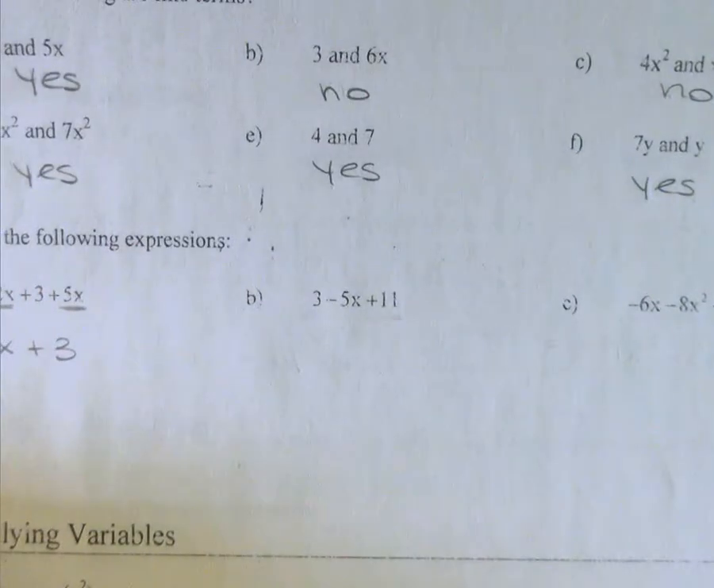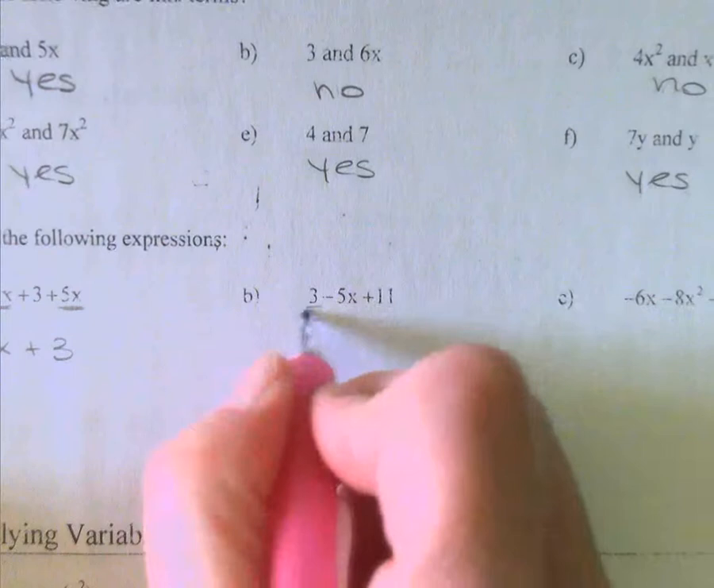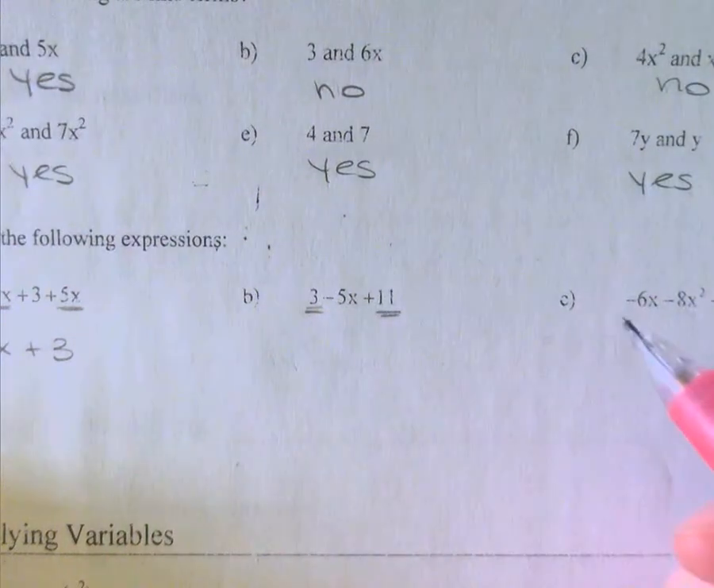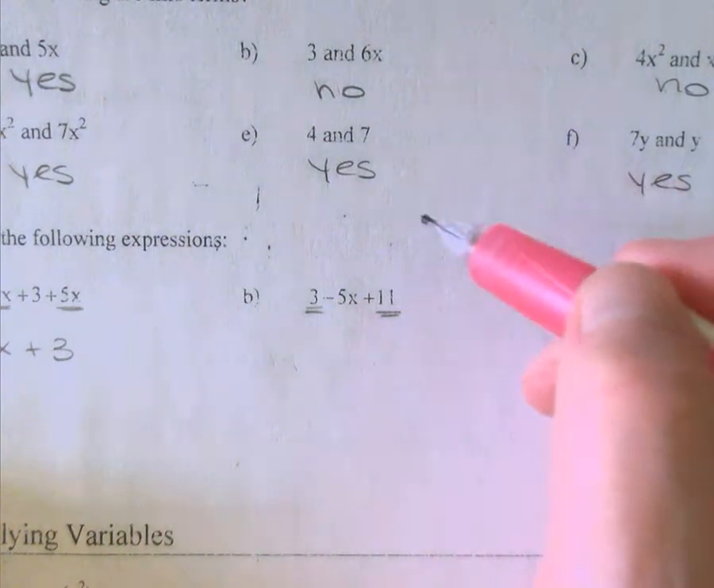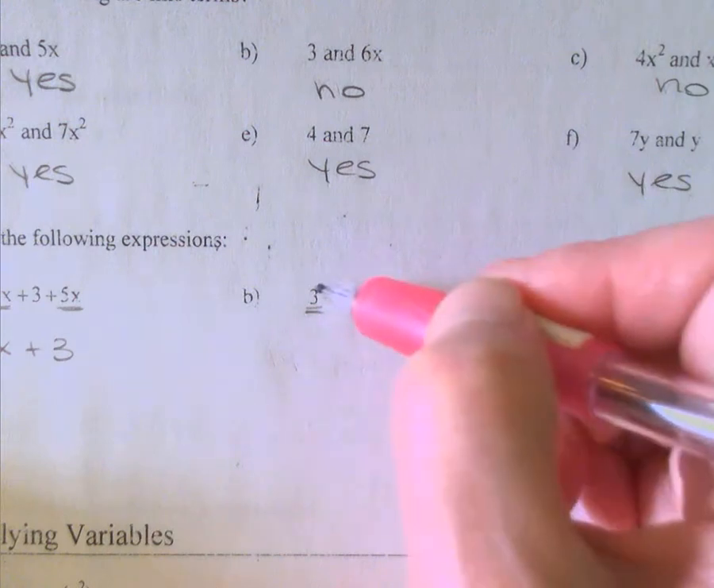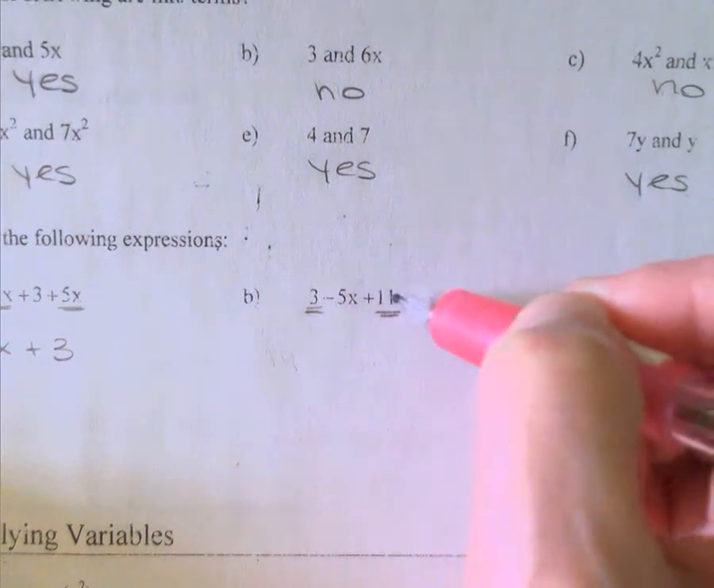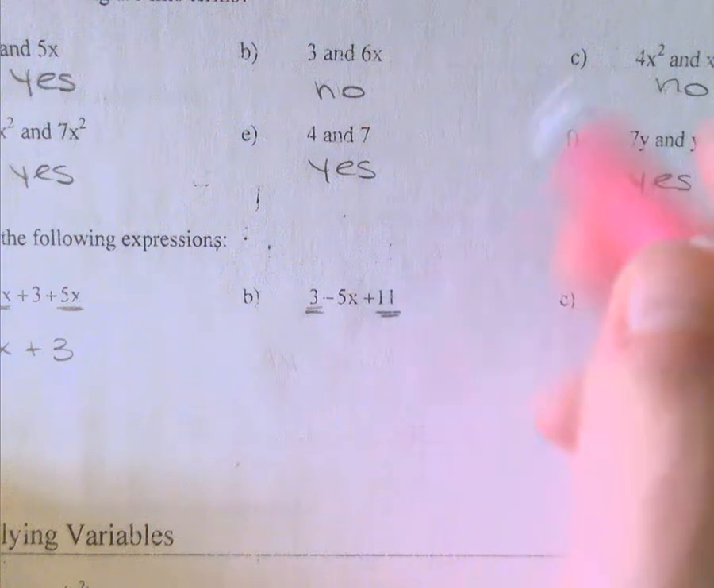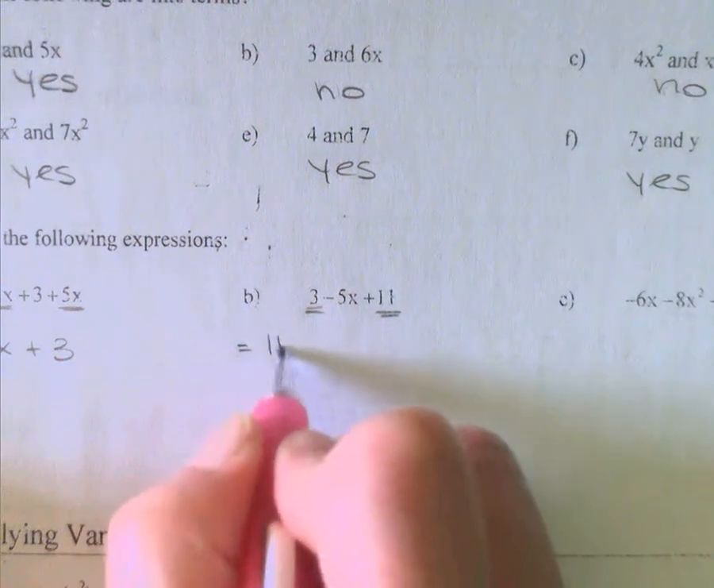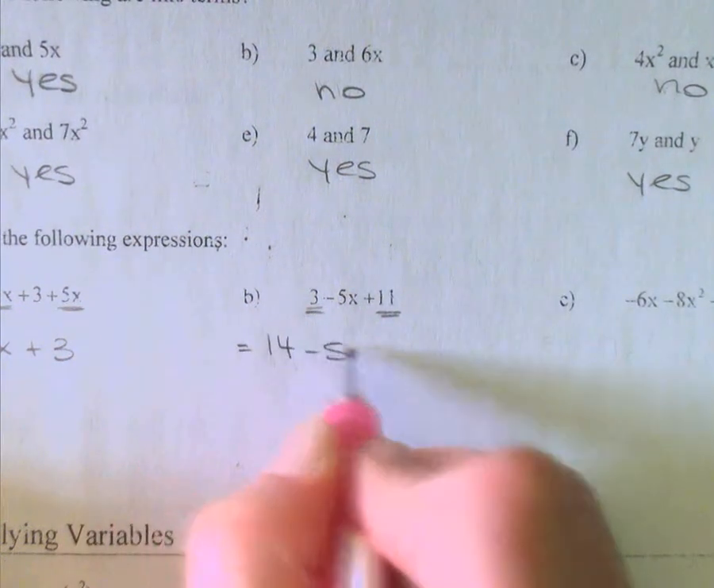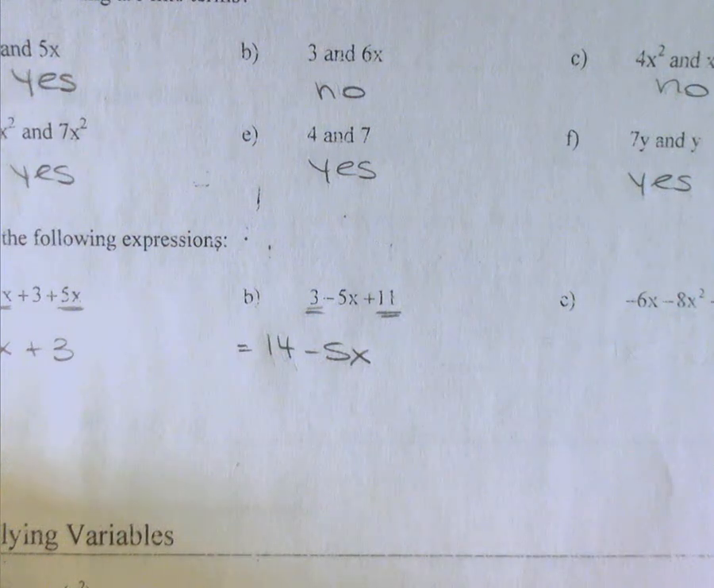If I look at the next one, I have a 3 and an 11. They are like terms, they are both constants. So I would do 3 plus 11. The sign in front of the 11 goes with it. So I have 14, and then I have minus 5x because it doesn't have a like term to go with it.